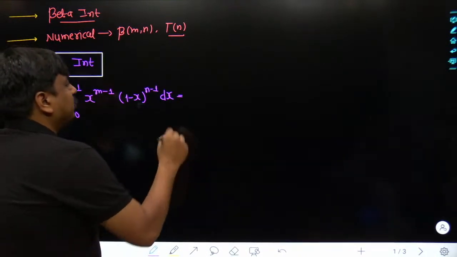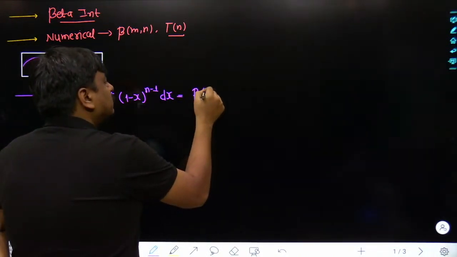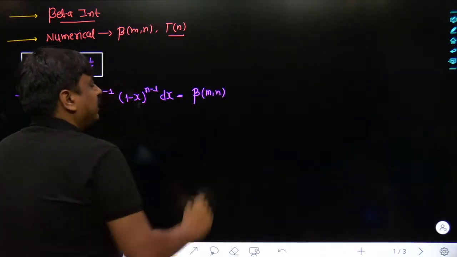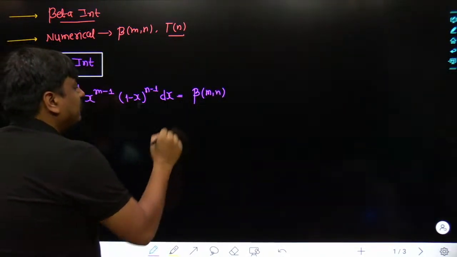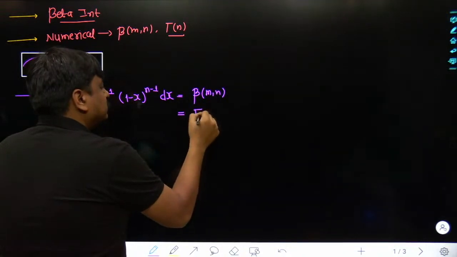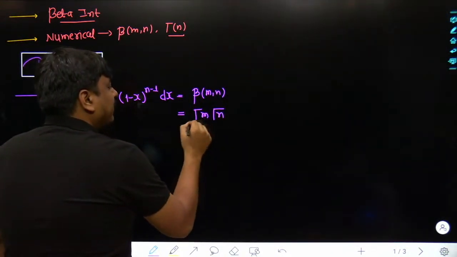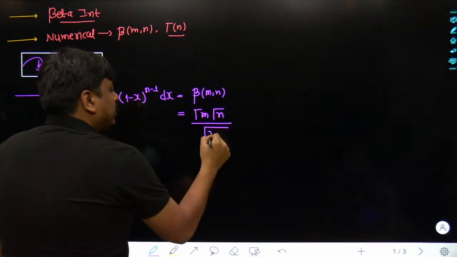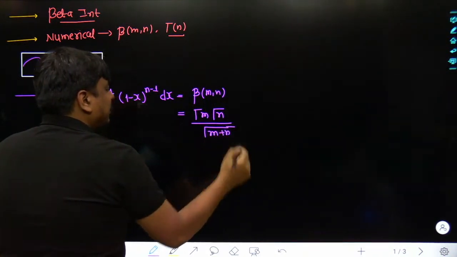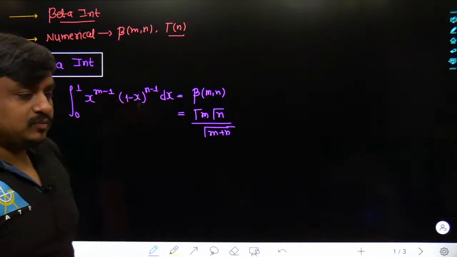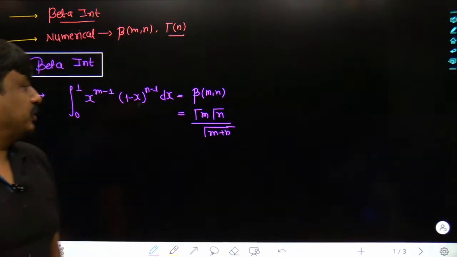And here the result is beta of m comma n, and the beta of m comma n can be connected with the gamma function. It is written as gamma of m times gamma of n, and towards the denominator side it is gamma of m plus n together.